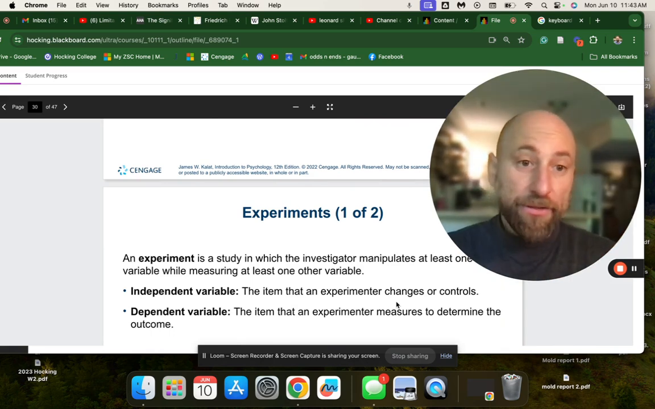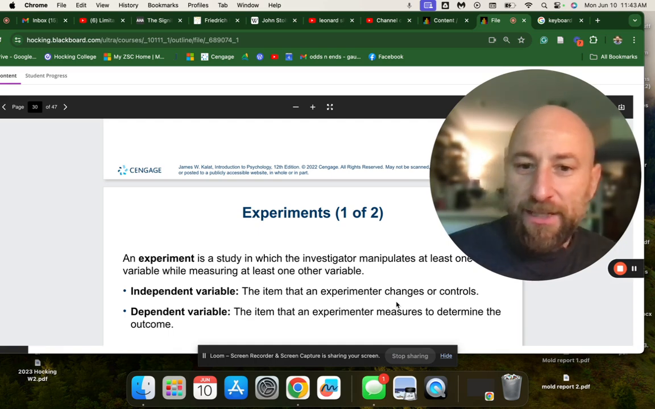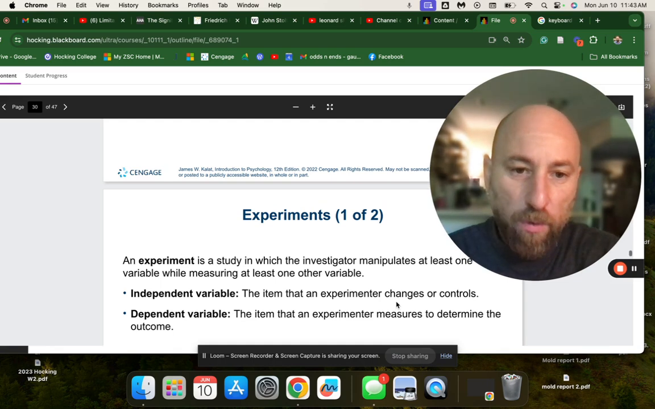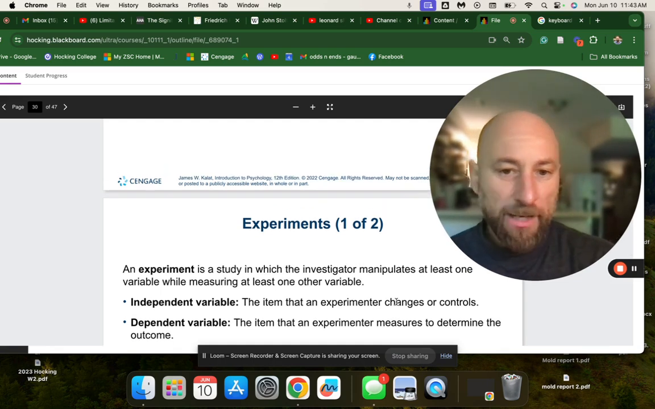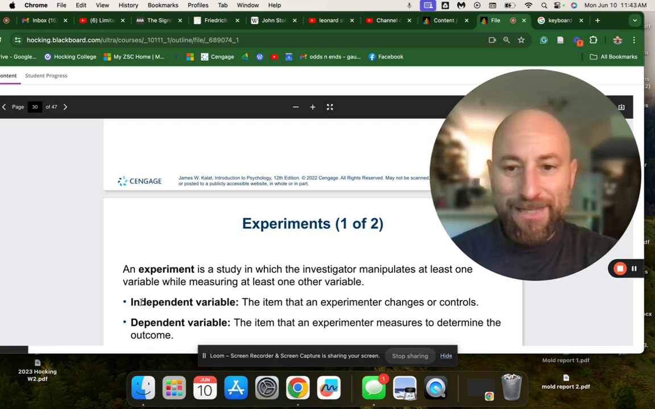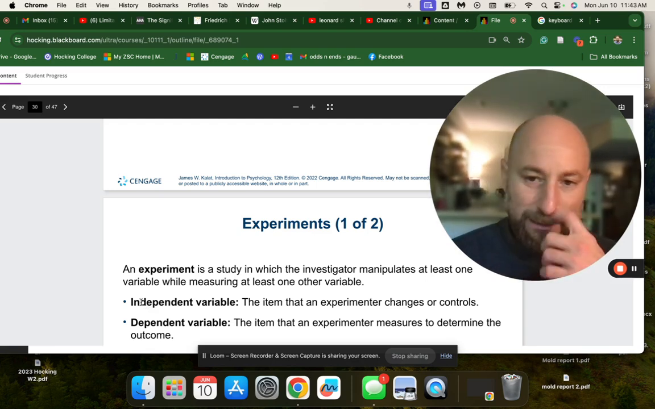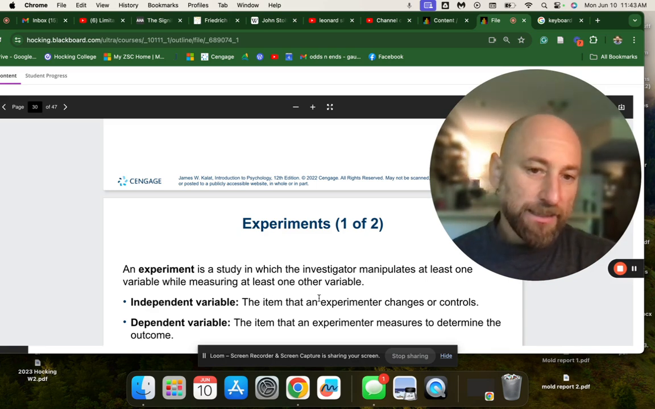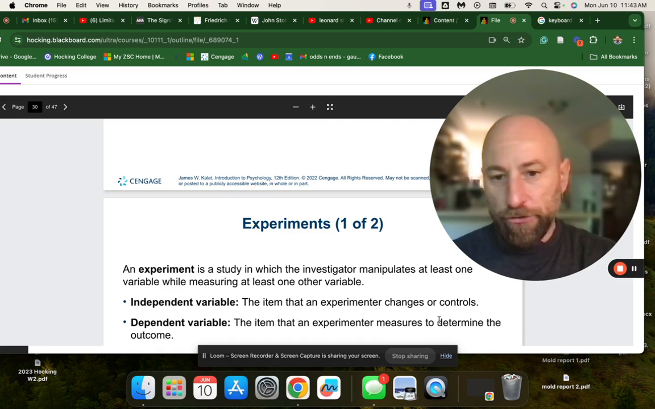We are on slide 30 of 47. Hang in there. An experiment is a study in which the investigator manipulates at least one variable while measuring the other one. So an experiment always has an independent variable and a dependent variable. The independent variable is the variable that the experimenter changes or controls. The dependent variable is the item the experimenter measures to determine the outcome.